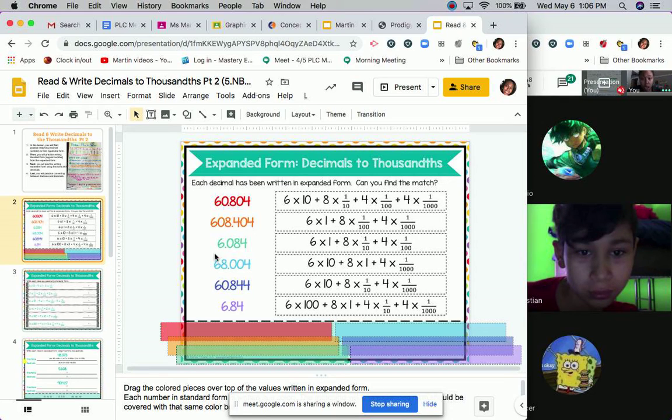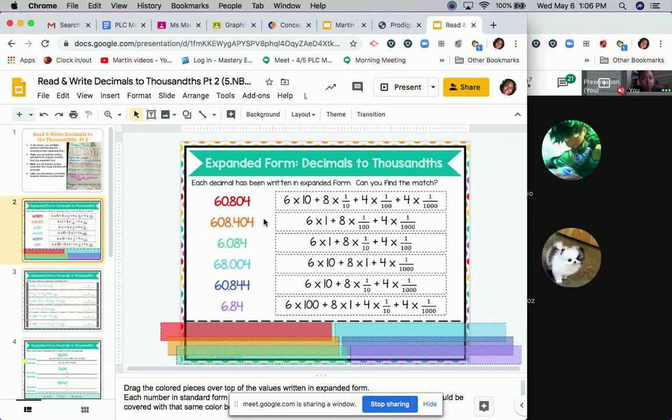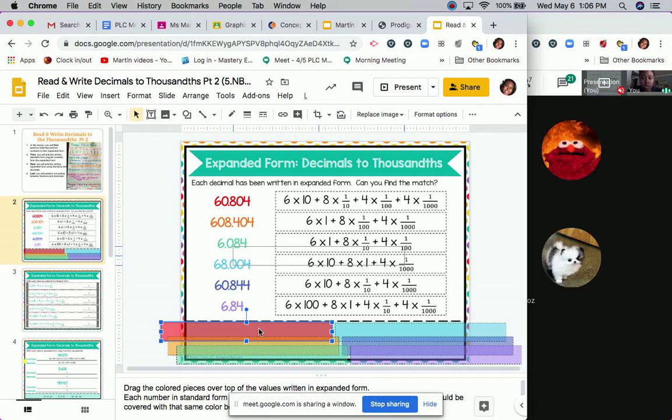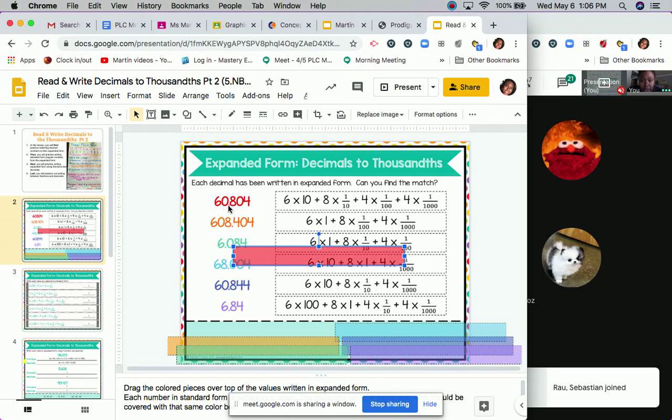Okay, so this one should be pretty straightforward. You are reading the standard form, and you're just going to match it with the same color. You're going to put the same color on the same one that matches. So 60 and 804 thousandths, right? Make sure that the digits are being multiplied by the place that it's in. So we're looking for one where the 6 is in the tens place. So I'm looking for one that starts with 6 times 10.